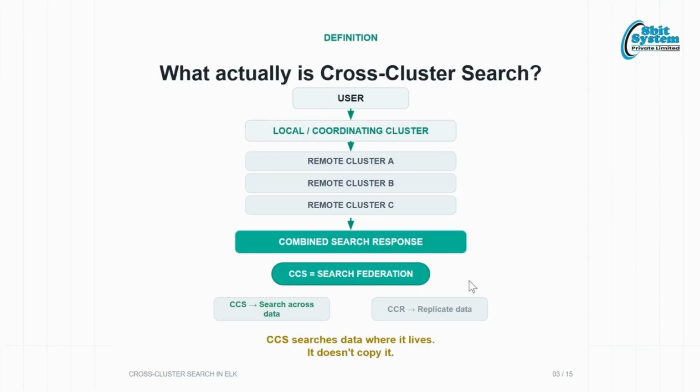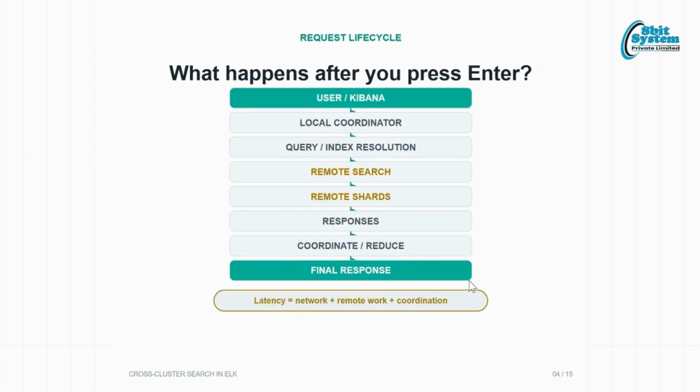Cross-cluster search is basically search federation. Your local cluster coordinates the request, reaches the remote clusters, and combines their results. And remember this distinction. CCS searches data where it already lives. CCR replicates data. So CCS gives us federation without copying everything.